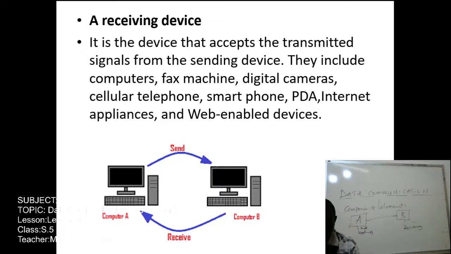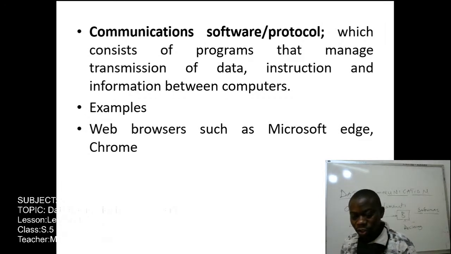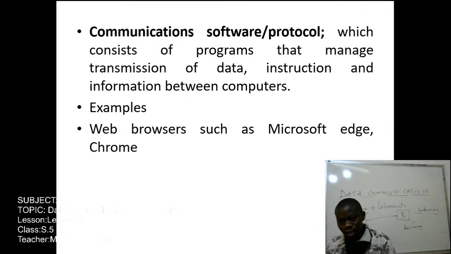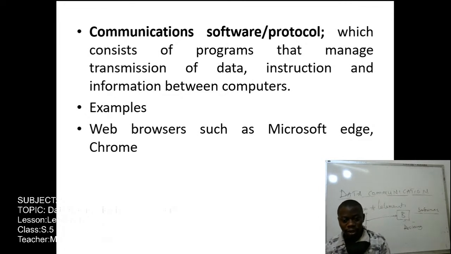Okay. We move on to another component. The last component of the data communication model is called the communication software. This communication process we are talking about cannot take place without the aid of what you call software. We are all aware that in a high computing environment, these gadgets cannot function unless software is available. So even in this process, as they are talking to one another, we have software that helps in the communication process.